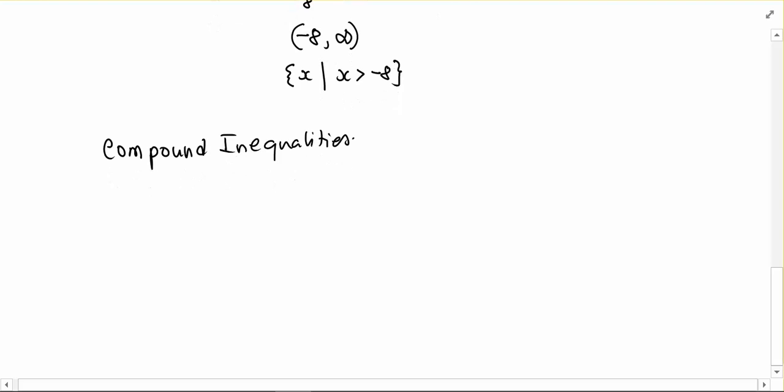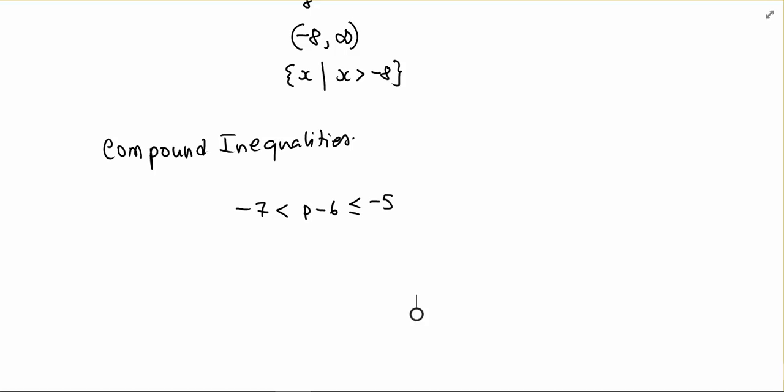Now, compound inequalities are inequalities that have multiple things to them. So, for example, this is a compound inequality: minus 7 less than p minus 6 less than or equal to minus 5. So, sort of an example of a compound inequality.